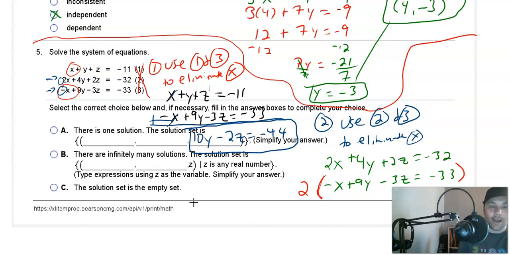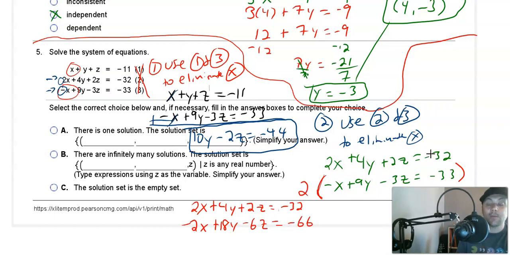I'm going to move back over to the middle here. I'm going to copy the first equation down because I'm not changing it: 2x plus 4y plus 2z equals negative 32. But the bottom equation is going to change because I'm multiplying everything by 2. So I get negative 2x plus 18y minus 6z, because everything here got multiplied by 2, equals negative 66, because I have to also multiply 2 to the right-hand side.